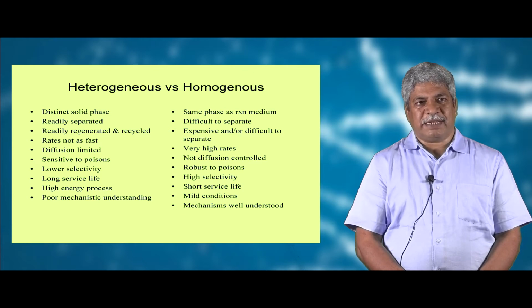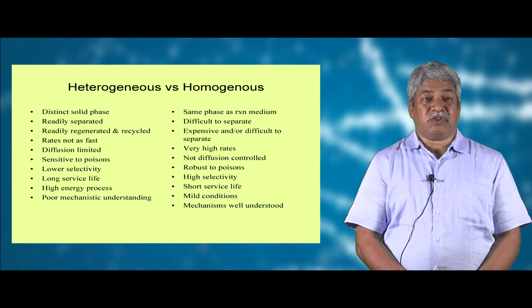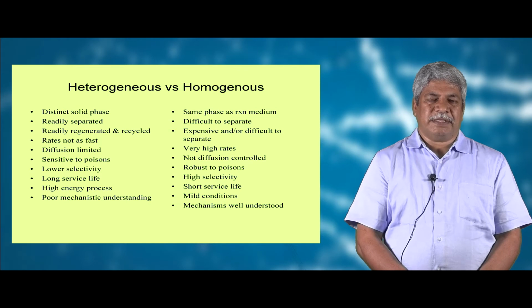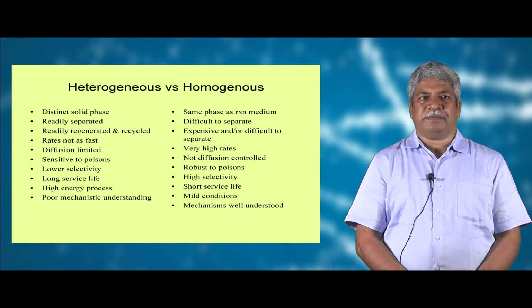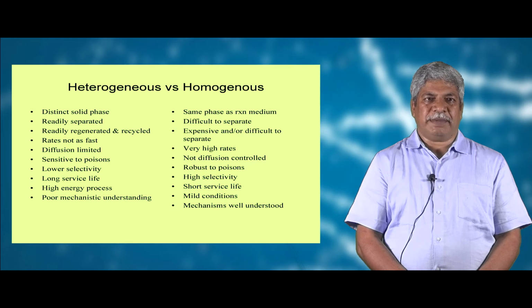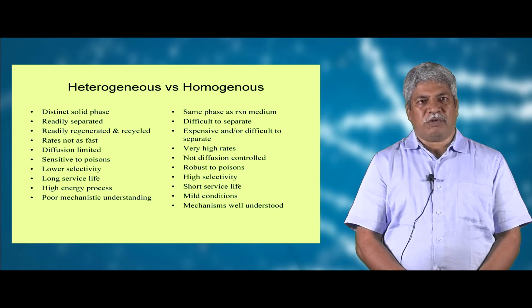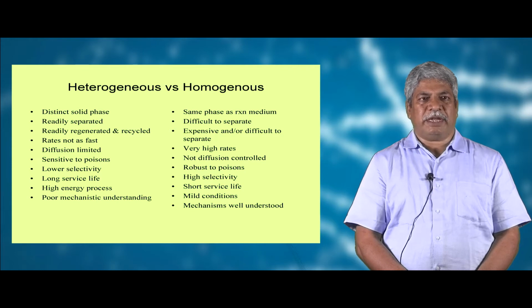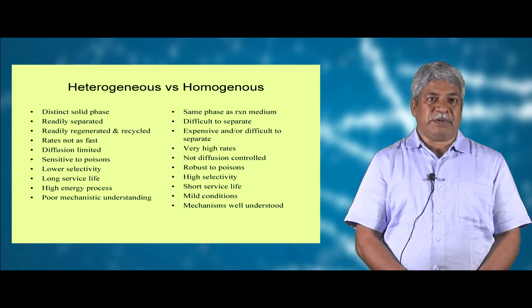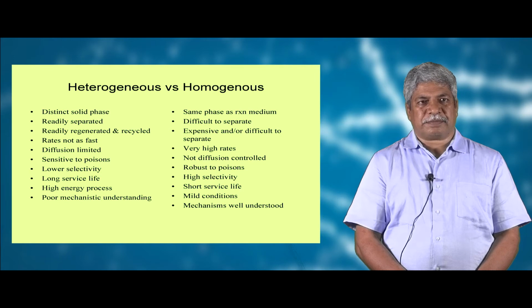In heterogeneous catalysis, the rate of the reaction is not that fast, whereas homogeneous catalysis takes place with very high rates. Then diffusion is limited in heterogeneous catalysis, and no diffusion controlled process takes place in homogeneous catalysis. Then, sensitivity to poisons: heterogeneous catalysts are sensitive to poisons, whereas homogeneous catalysts are robust to poisons.